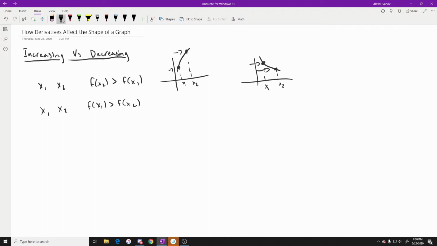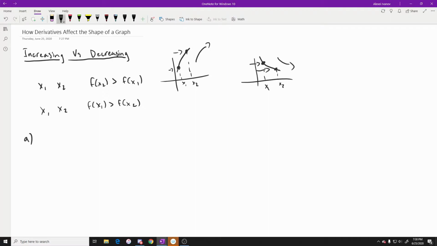Basically, an easy way to think about it is if the function is increasing in values, meaning going upwards, it's increasing, and if it's going downwards, decreasing in values, it's decreasing. So now let's take a look at how slope affects this, specifically the slope of a tangent, or as we know it now, the derivative.